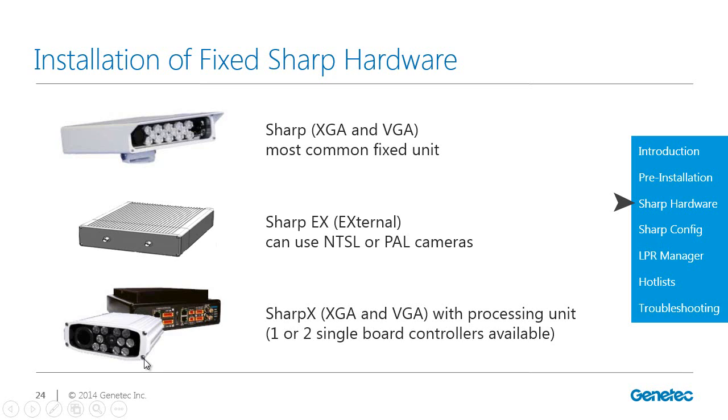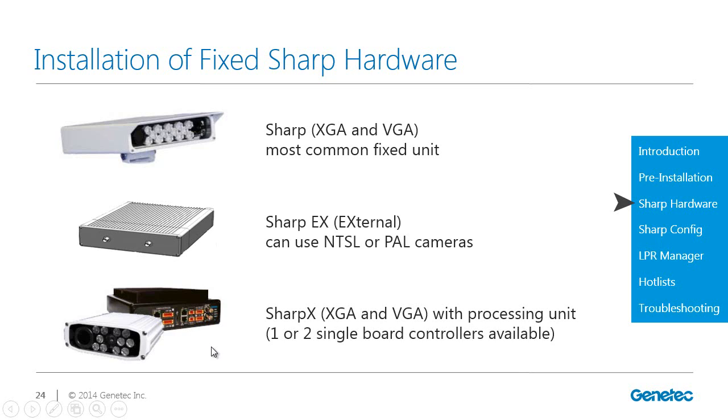In terms of the camera component of the Sharp X system, we have XGA and VGA models as well, which are some of the smallest in the industry actually. And the LPR cameras capture images at either 1024 by 768 and 640 by 480 for the XGA and VGA respectively. In a fixed environment, the only real downside to using a Sharp X system like this would be you'd have to find somewhere safe to put the processing unit as well, and it can't be too far from the actual cameras. There is a cable length limit there.